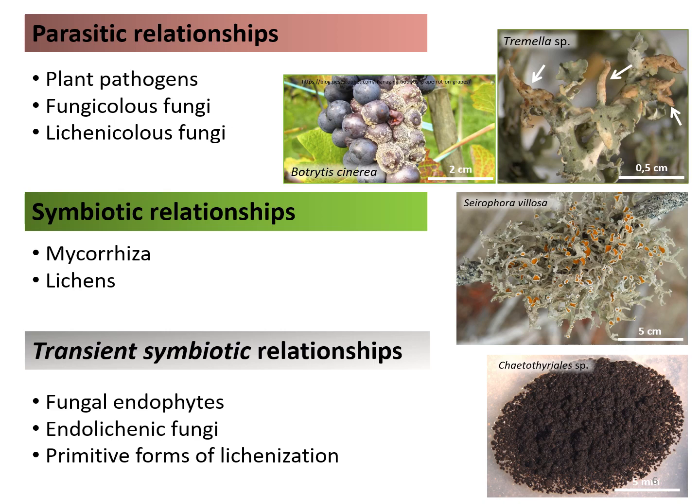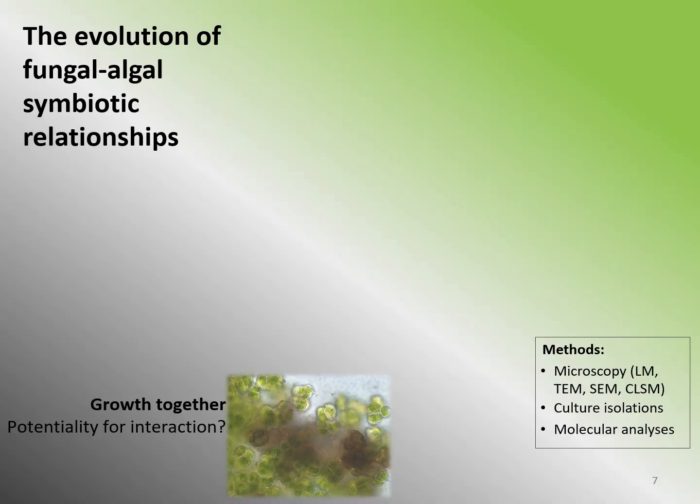And finally, we can also detect in nature very primitive forms of lichenization of these melanized fungi growing together with algae. And exactly from these transient symbiotic relationships, we can start to trace an evolutionary path that leads practically from the fungal-algal interaction to the most developed fungal-algal relationships exemplified by lichens.